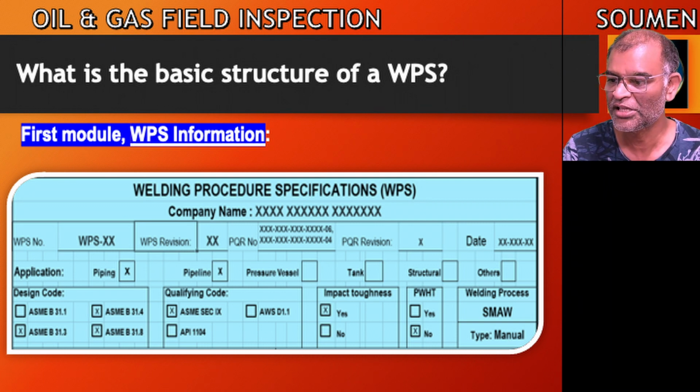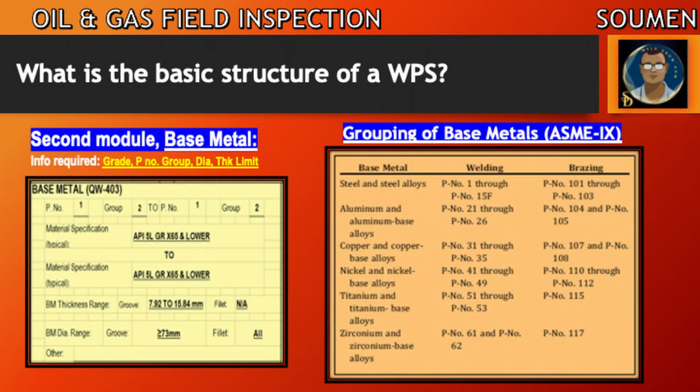Then comes the impact toughness, which is normally a supplementary essential variable. Because of sour service, impact toughness here becomes an essential variable. PWHT not required. Welding process SMAW means shielded metal arc welding, which is termed also as stick welding, and it is of course manual. Now we will go for the next module.